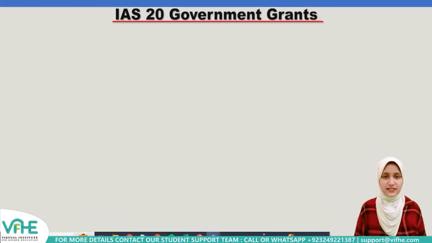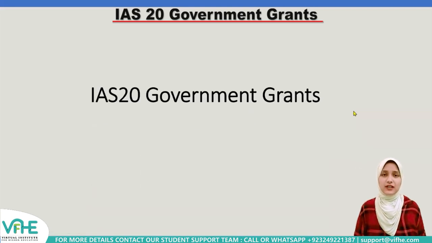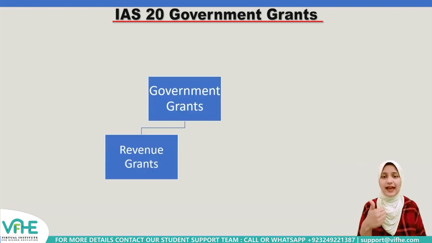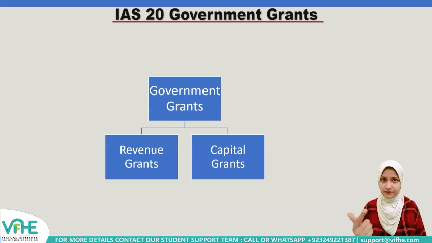Hi guys, so let's learn about IAS 20 government grants today. Now, as the name suggests, a government grant is assistance coming from the government, specifically monetary assistance. The assistance could come for various types of tasks, a revenue grant and a capital grant. We'll understand what these two types are and how to account for them in detail.